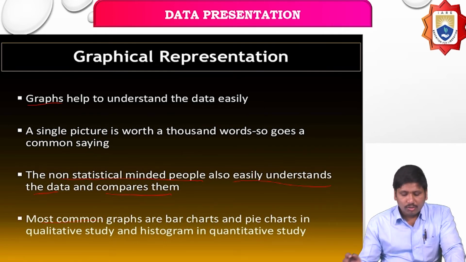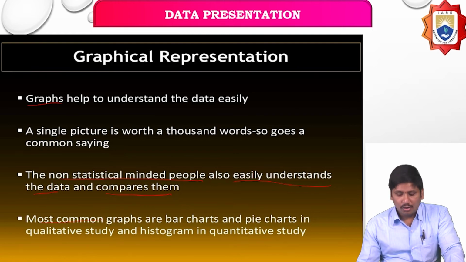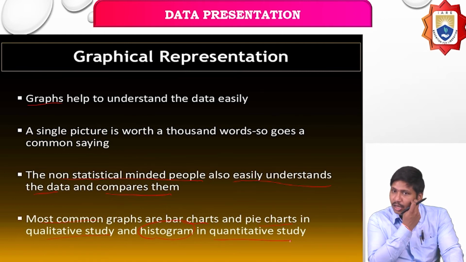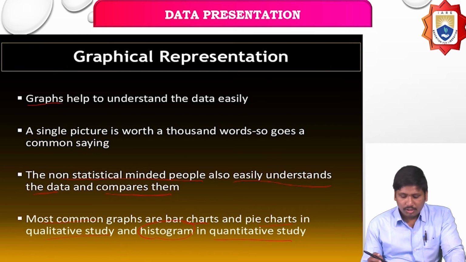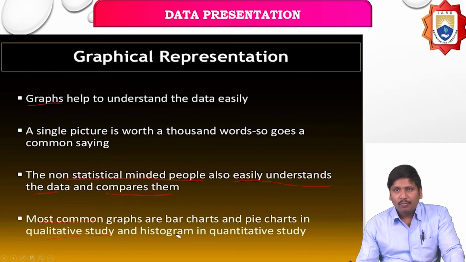And the next ones are the most common graphics: bar charts and pie charts for qualitative data. And histogram is one of the diagrams where I can represent quantitative data, right? So graphs are very important, because we can understand the data very easily.